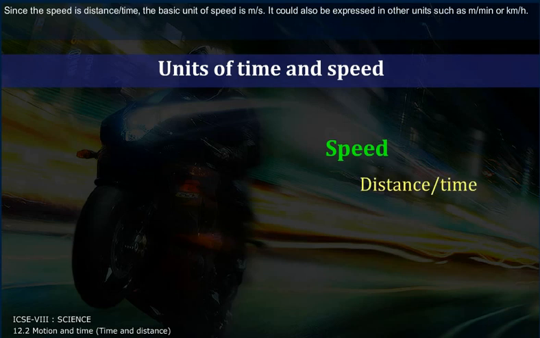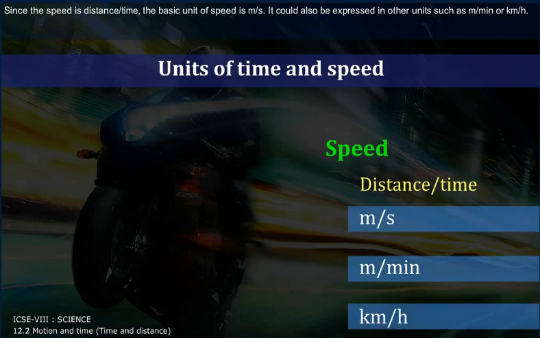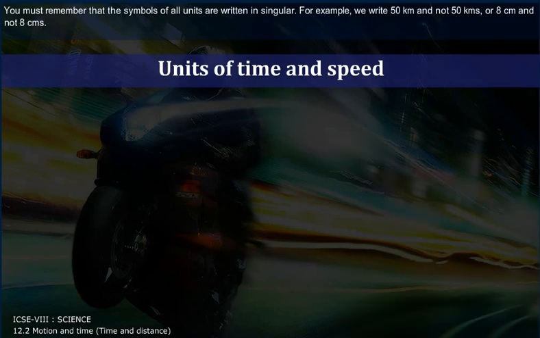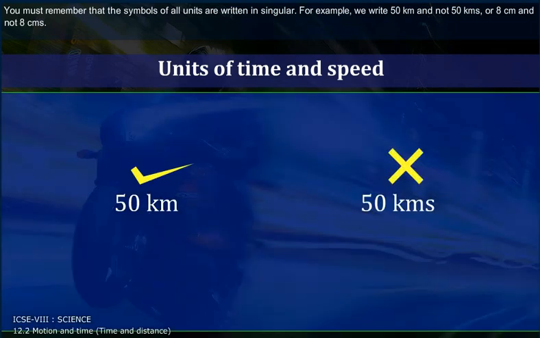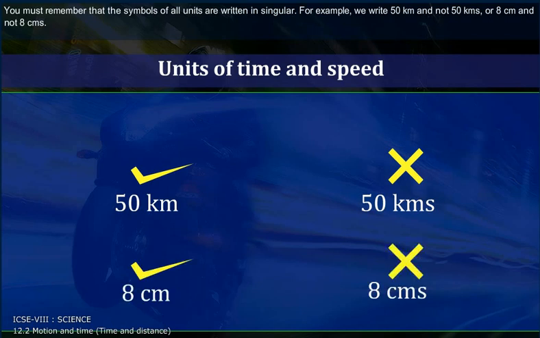Since speed is distance per time, the basic unit of speed is meter per second. It could also be expressed in other units such as meter per minute or kilometer per hour. You must remember that the symbols of all units are written in singular. For example, we write 50 km and not 50 kms, or 8 cm and not 8 cms.